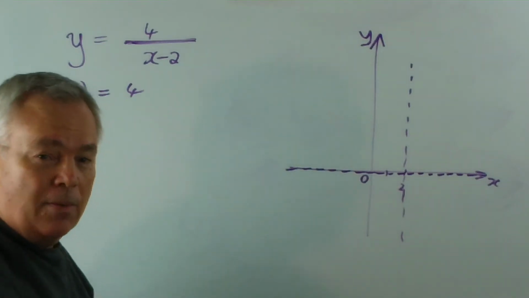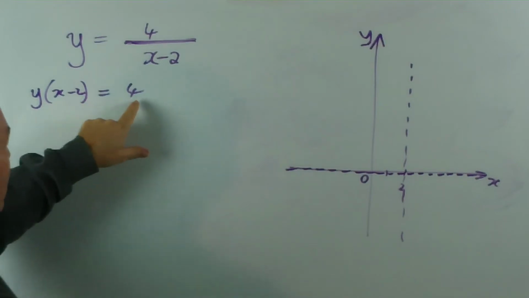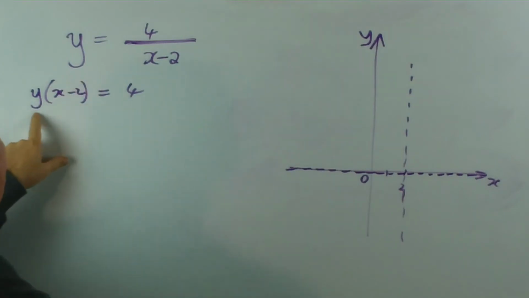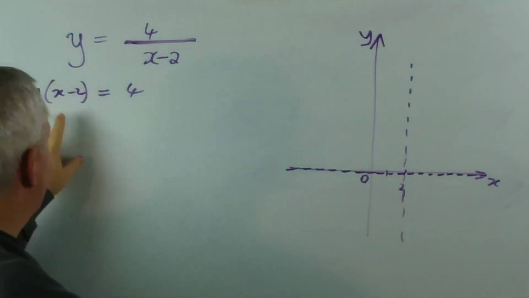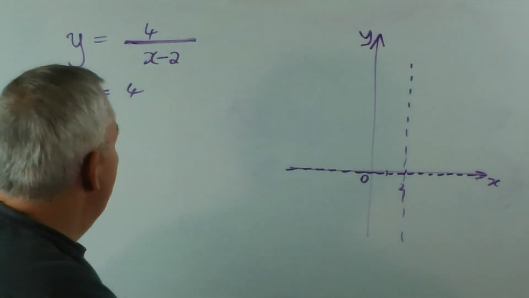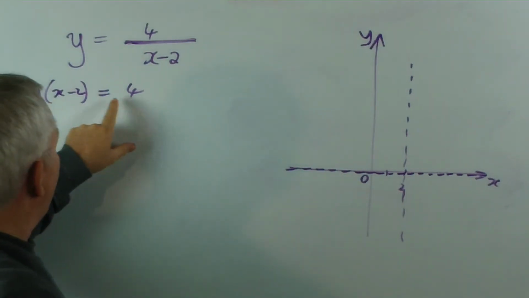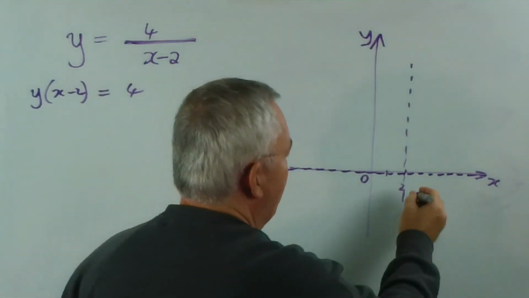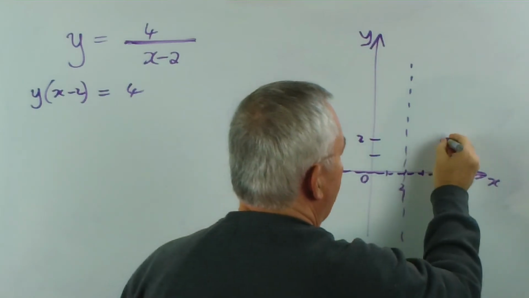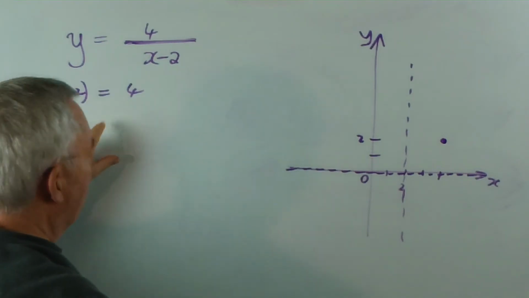By the way, another way to think of asymptotes is if y equals 0, 0 times something can never equal 4. And if x equals 2, to make that 0, 0 times that can't equal 4. So in other words, having either of these factors equal to 0 gives us an asymptote. That's another way of looking at asymptotes. But we're looking for pairs of numbers that make 4. And y equals 2 and x equals 4, because 4 minus 2 will be 2. 2 times 2 is 4.